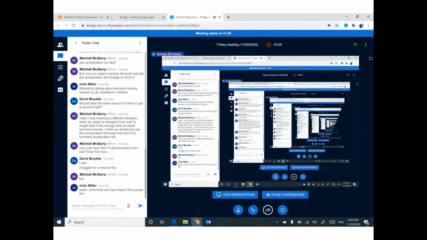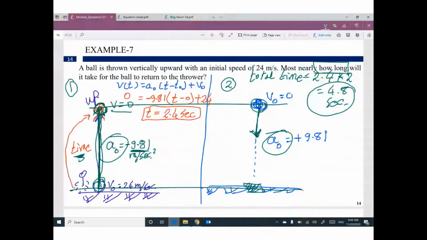It's physics. It's dynamics. Okay? Any question for this point? Any question for this point?